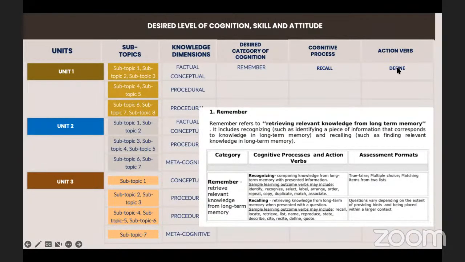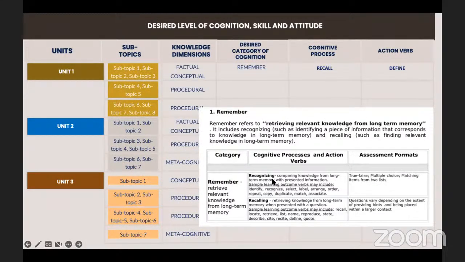I want these action verbs to be used here to assess whether students are able to recall the knowledge which I am going to deliver in this part of my instruction delivery. Factual knowledge I am going to deliver. I want students to recall that, and for that I will design a question which will begin with define. This is the simplest example.